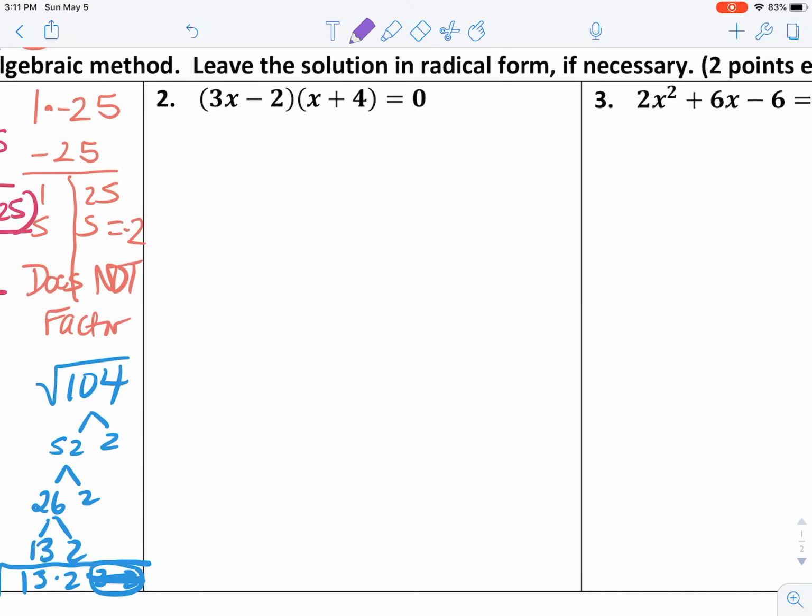This example here is my favorite type of quadratic to solve because most of the work has already been done for me. Since this quadratic has already been factored into two binomials, meaning they have two terms each, plus or minus, we get to use something called the zero product property. And I'll write that down.